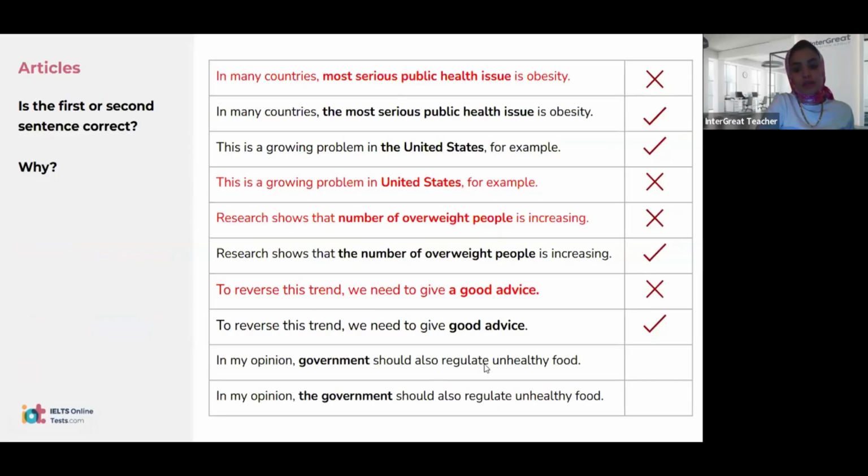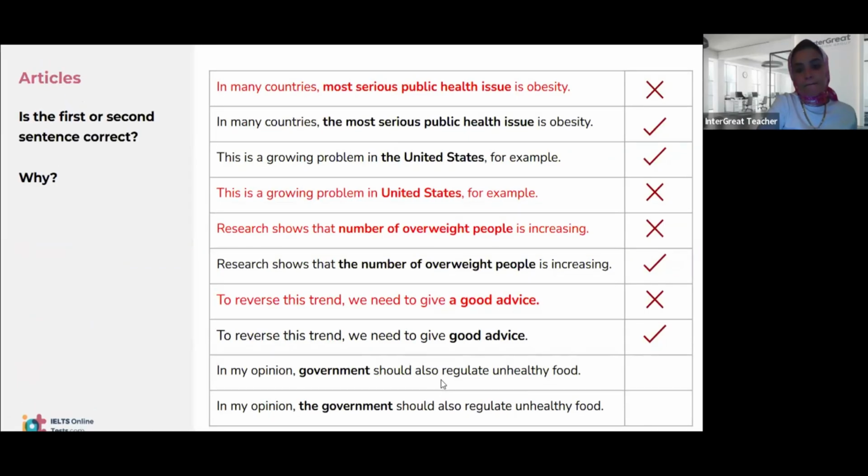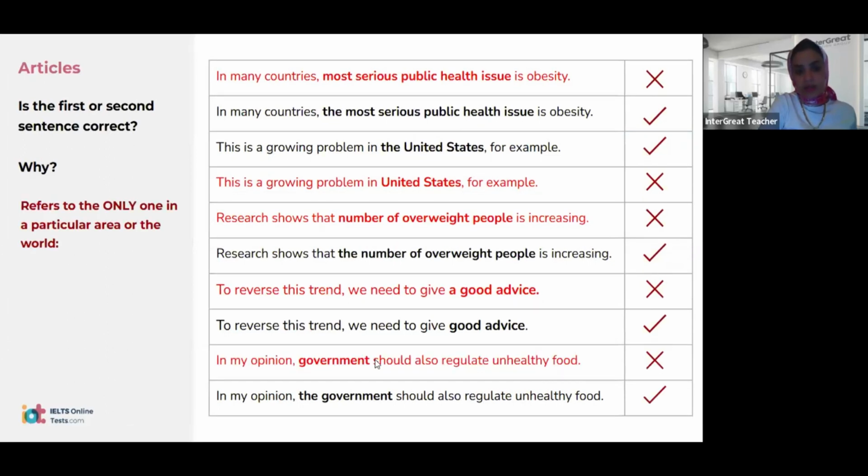Government should also regulate unhealthy food, or the government. Which do you think is correct? The second. Yes. Why? Because we talk about a particular government, right? Not governments in general. If you're going to speak about governments in general, we would say governments. If you speak about a particular government, then the government, like the police, the environment, the internet, the moon.